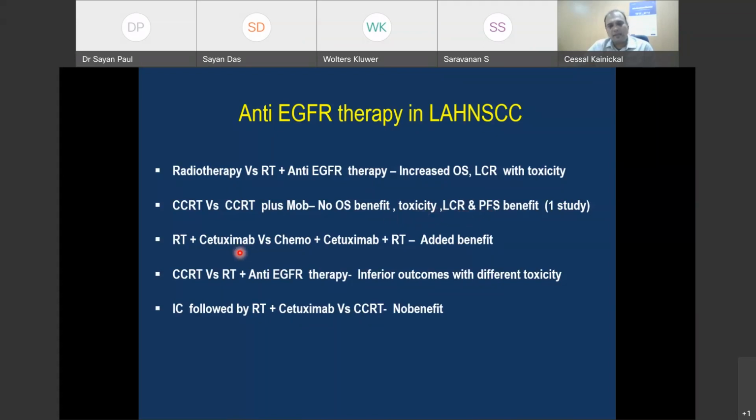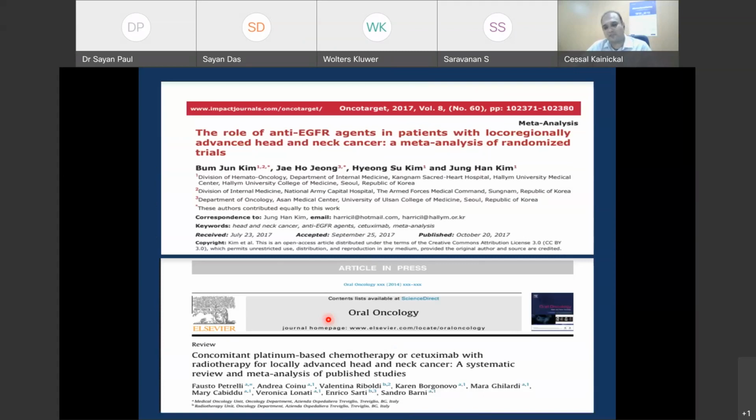Is there any benefit by adding chemotherapy in addition to cetuximab plus radiation? There is an added benefit in terms of progression-free survival. Can we replace cisplatin with a monoclonal antibody? No, inferior outcomes are seen. So you cannot replace it, either in the whole population or in HPV positive patients. Can we use induction chemo followed by cetuximab plus radiation versus concurrent chemoradiation? Again, there is no benefit. So that is the conclusion on anti-EGFR therapy.